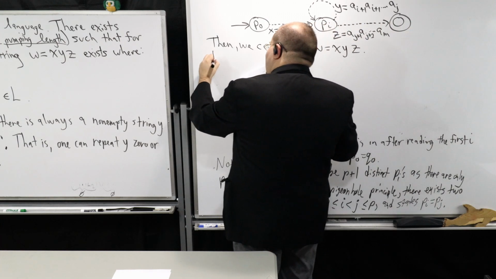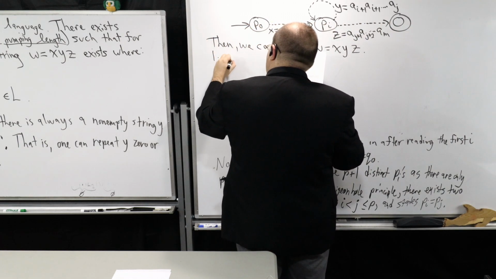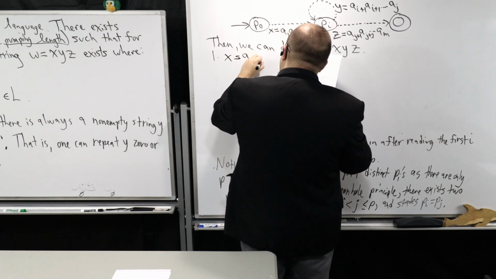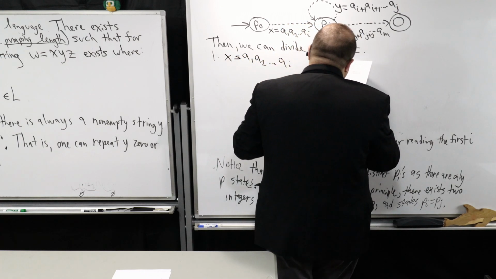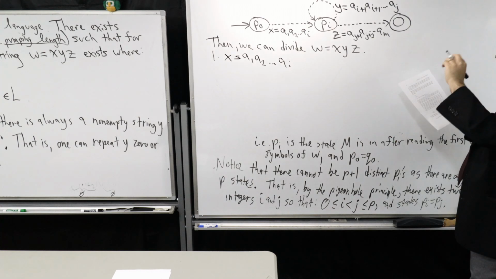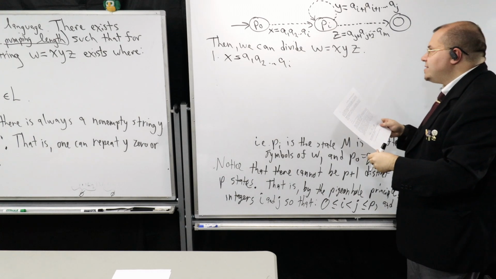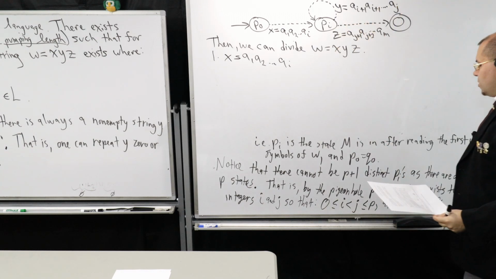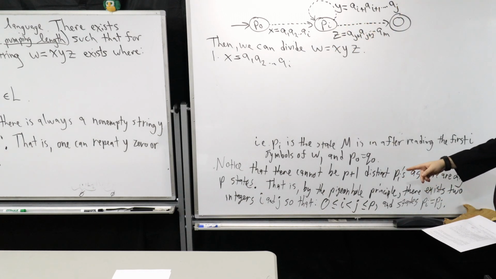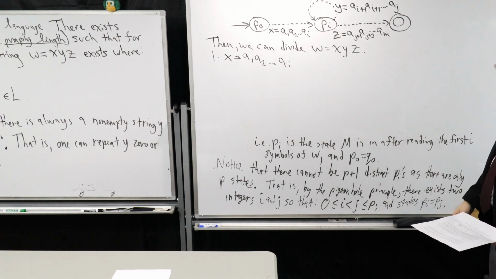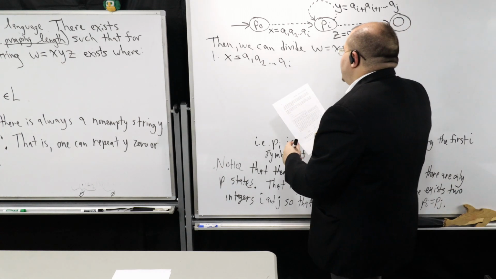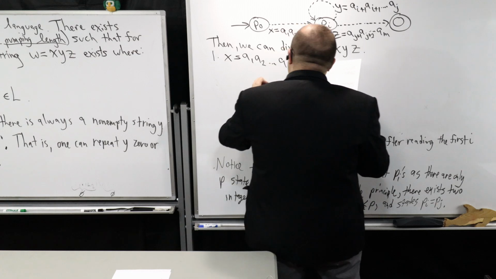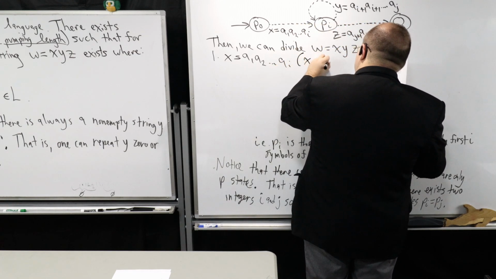So I'm just going to summarize what I just said up here. X is going to be equal to A_1, A_2, all the way up to A_i. So X makes us reach p_i, but I must stress that these indices, i and j, both land on the exact same state. So one thing I need to stress is that X can be empty.